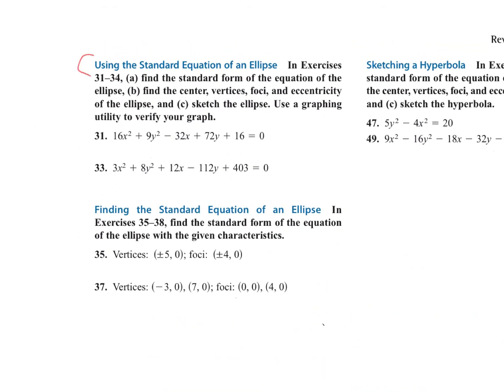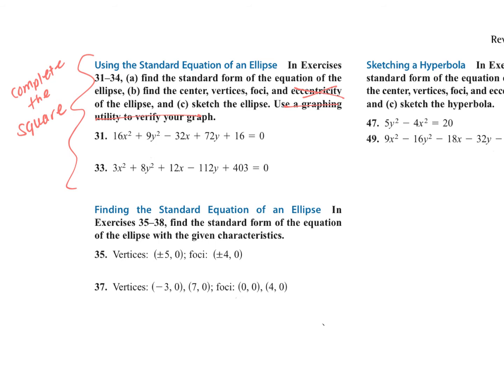So here again, this is your practice for complete the square. You're going to find the standard form of the equation, find the center, the vertices, the foci. You can ignore the eccentricity, okay, and then sketch the graph. Again, you can ignore the use of the graphing utility because you can just use the solutions to check it.